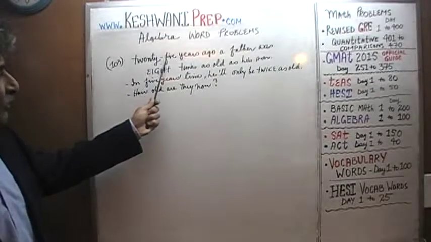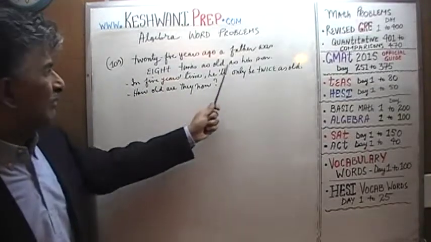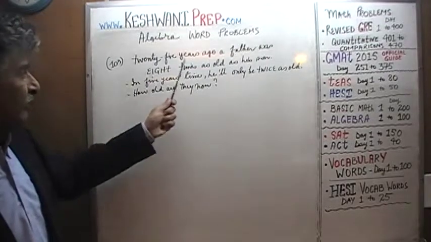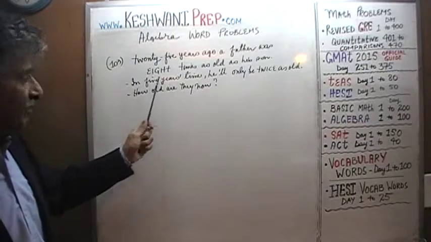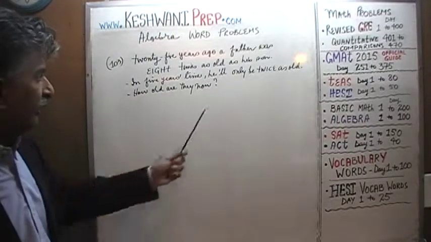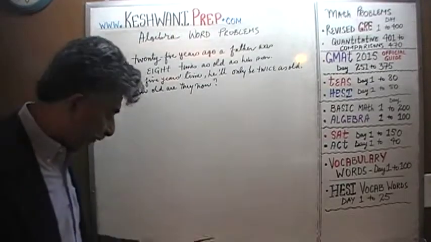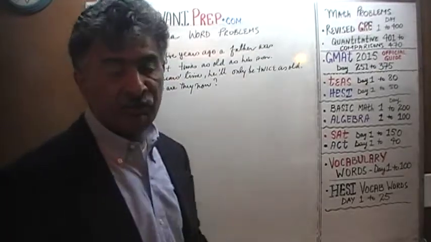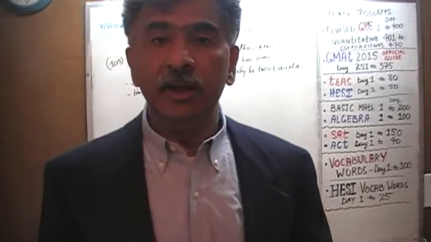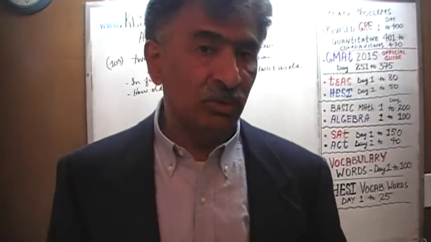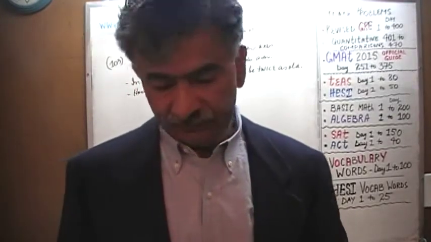We are being told that 25 years ago, a father was 8 times as old as his son. We are further told that in 5 years' time, 5 years from now, he will only be twice as old. The question simply is, based on these two facts, that 25 years ago he was 8 times as old, and 5 years from now he will only be twice as old, how old are they today? Let's get going, shall we?